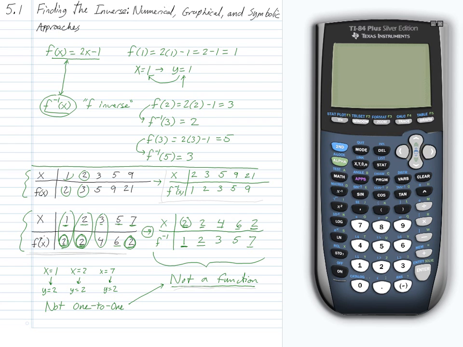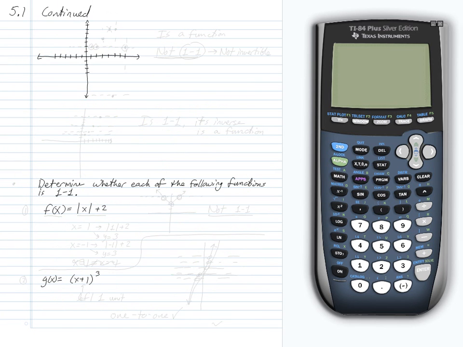So that's what we need to watch out for in this section. If we're interested in finding the inverse function of a function, we need to begin by making sure the function that we start with is one-to-one. In other words, when we're all done with this, that we don't get some relationship that isn't even a function. That wouldn't be very useful.